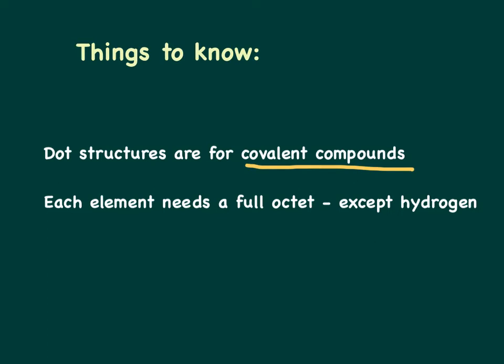Each element has to have a full octet in order to be stable. Full octet, remember, means 8 valence electrons around it. That's what the octet means, except for hydrogen. Hydrogen is stable when it has 2 valence electrons around it, and that's really the only element that we'll be talking about with 2 valence electrons.